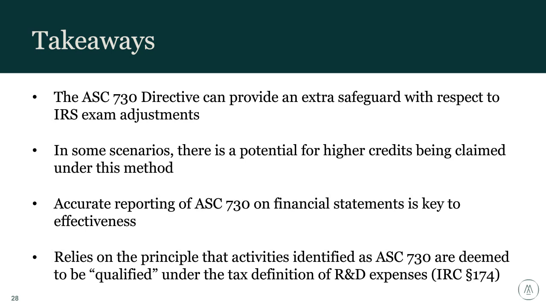Accurate reporting of ASC 730 on financial statements is key to effectiveness. And so if you think this is something that might benefit your company, now's the time to maybe reevaluate, are you classifying the right expenses as ASC 730? And are you looking at it as in-depth as you should? And if the answer is no, might be a good time to talk internally or with your tax and assurance contacts or firm to really understand what should be going into there. And the last one, it's a long way of saying, is that it relies on the principle that if you identify activities as ASC 730 and they're audited by your financial statement auditors and found to be materially correct, then it meets the definition under the tax code, Internal Revenue Code Section 174. That is the real basis of all this. From an IRS risk standpoint, they're just saying that these are not risky activities to be looking at for IRS exam.